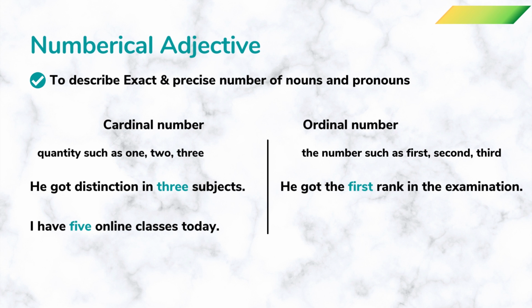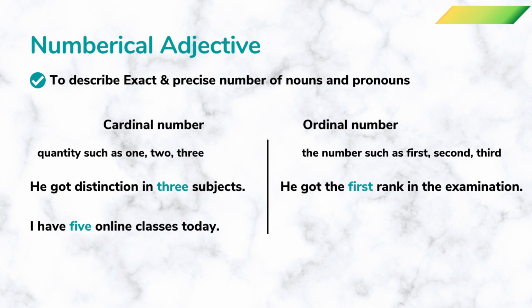So what is a cardinal number? Cardinal numbers mean 1, 2, 3, 4, 5, like this. And what is an ordinal number? It means first, second, and third. We can see the difference between these two types. In the first example, he got distinction in three subjects. The word three is a numerical adjective, specifically a cardinal number. In the second, he got the first rank in the examination. The word first is a numerical adjective, and it is an ordinal number.